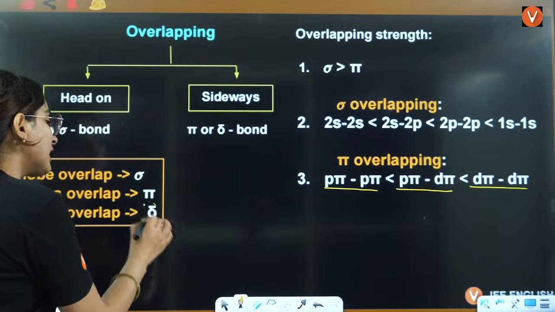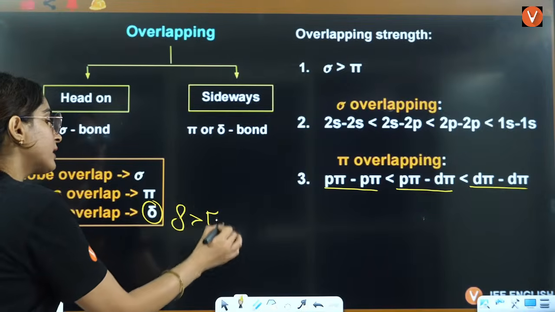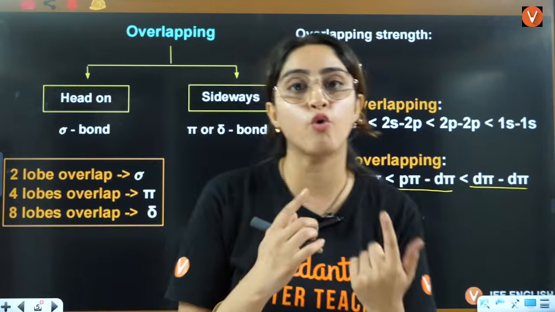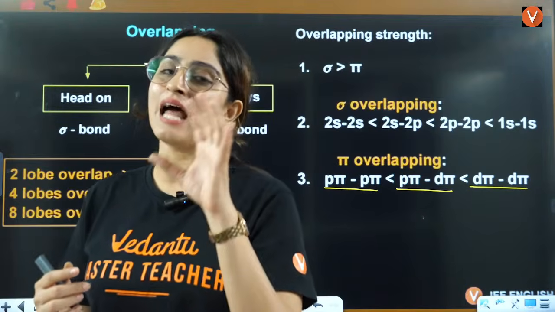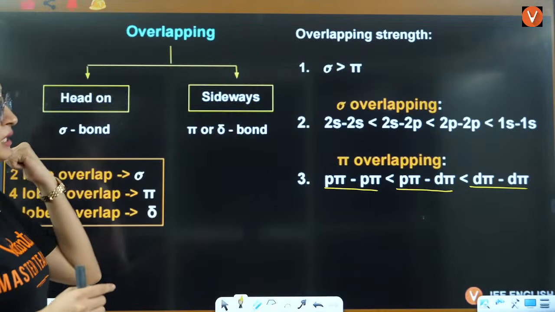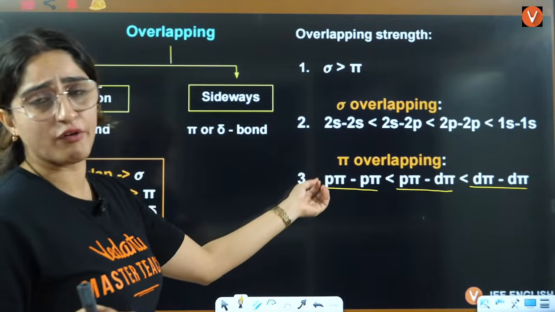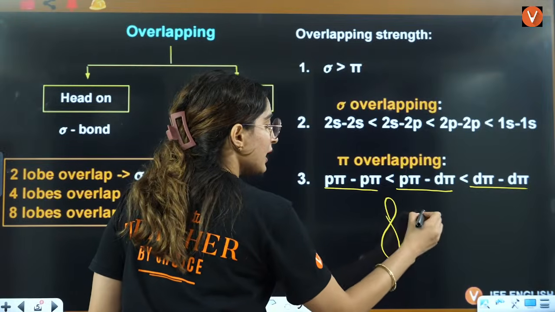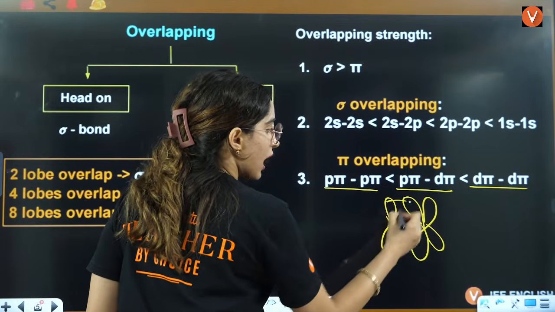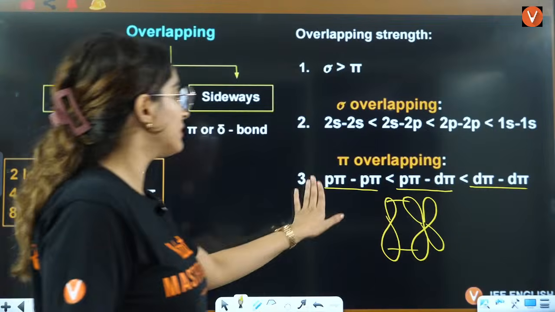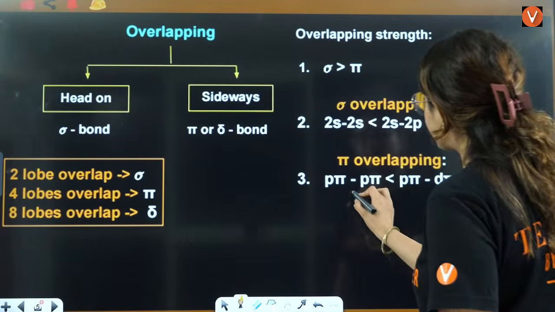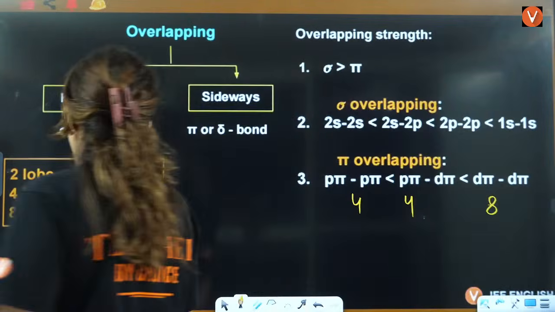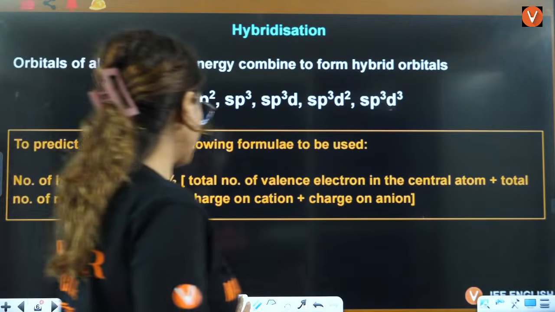That means this delta bond is greater than the pi bond, because in delta you have 8 lobes that are overlapping. In pi bond, you have only d pi, for example, you have p pi bonding. And in case of p and d as well, you have only 4 overlapping. So in this case you have 4, in this case you have 4, in this case you have 4, in this case you have 8 lobes that are overlapping with each other, right?